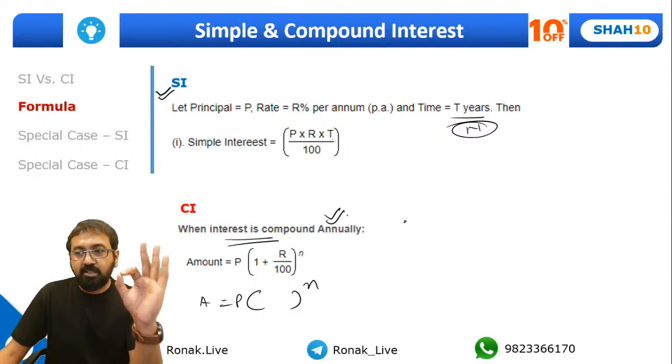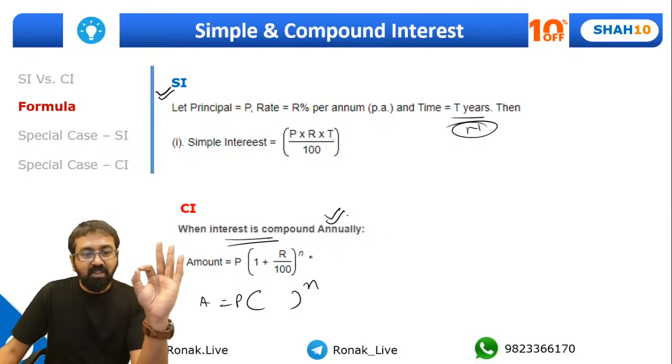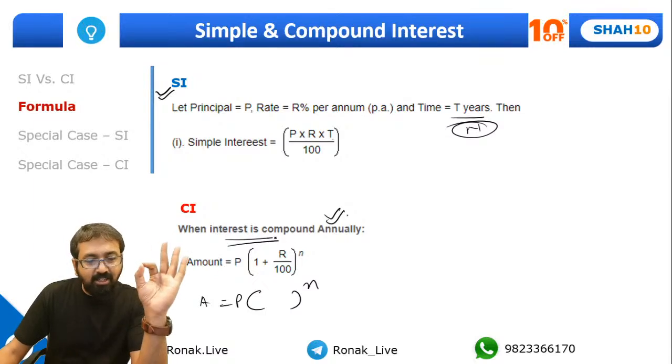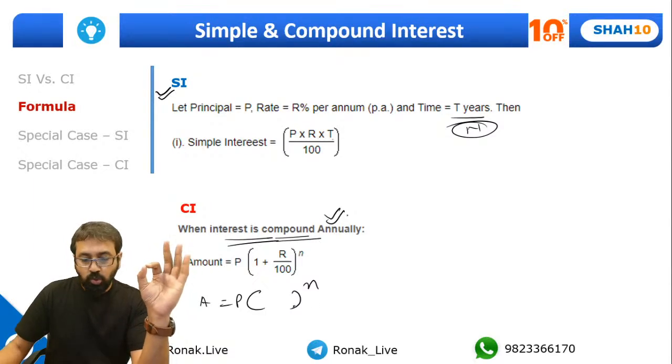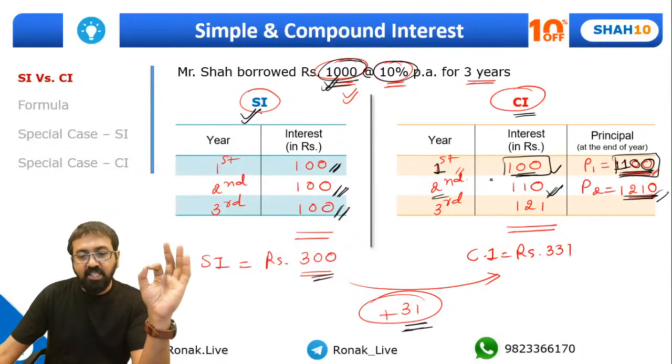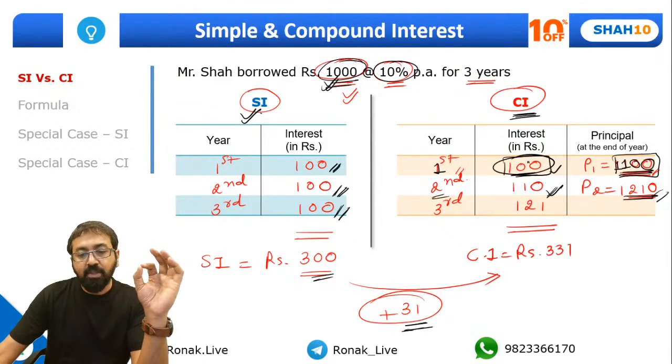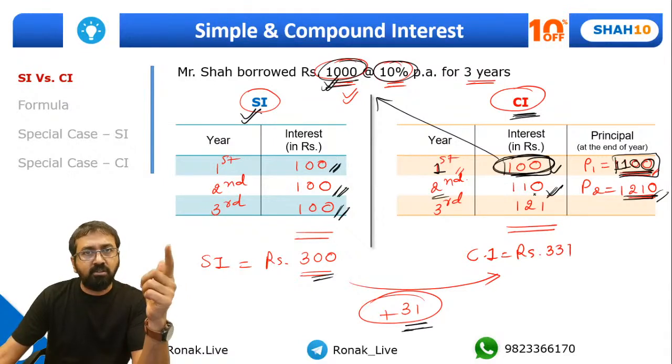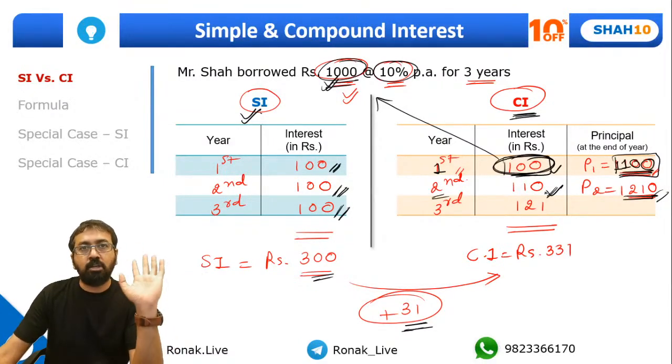Now guys, what does compounding mean? See, we will find this thing, interest is compounded annually. In the previous example, in the case of compound interest, we were adding this interest back to the principal at the end of every year, right? So this process of adding interest back to the principal is called compounding.